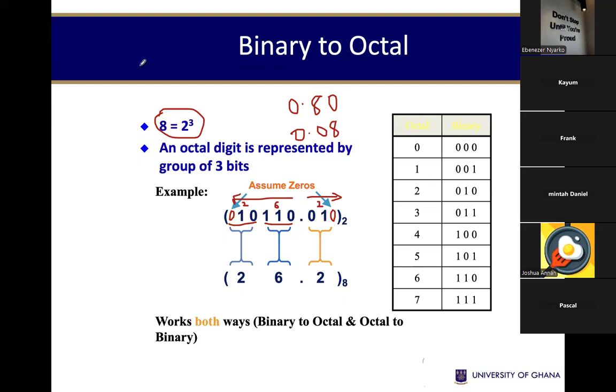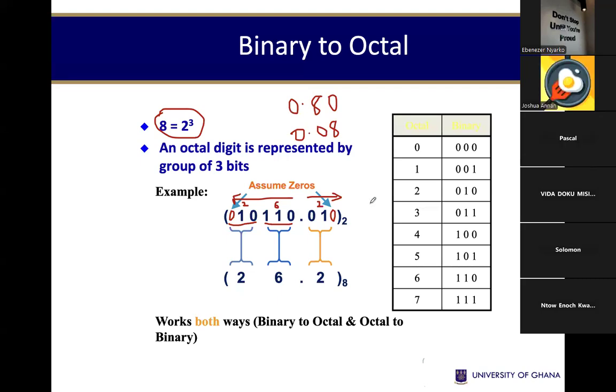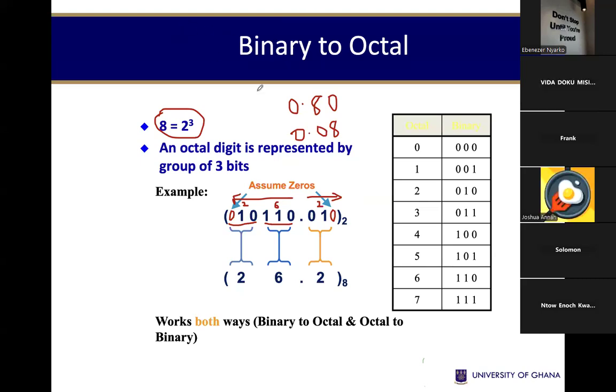Good. Let me give a chance to those who have not spoken before. Joshua. Sir, please, can we use the method I learned in senior high school, the binary to octal? If that works for you, you can use it. It's similar. Thank you, sir. You're welcome. Who else is on the table? Ebenezer Nyakon.